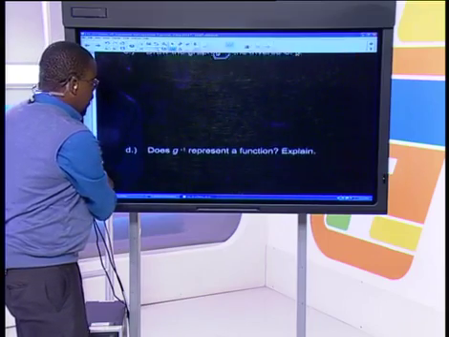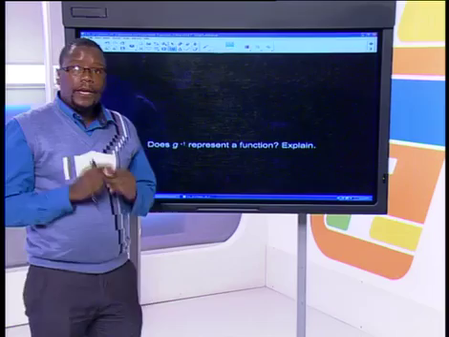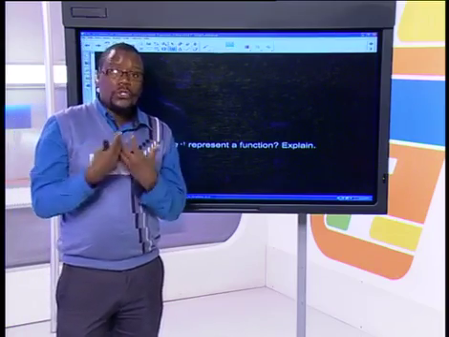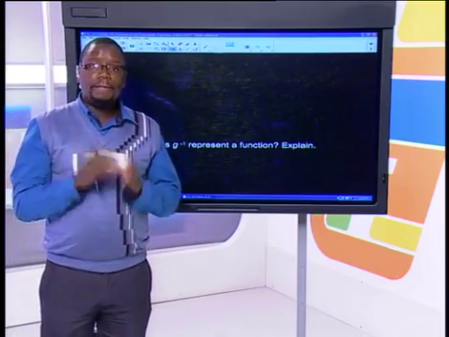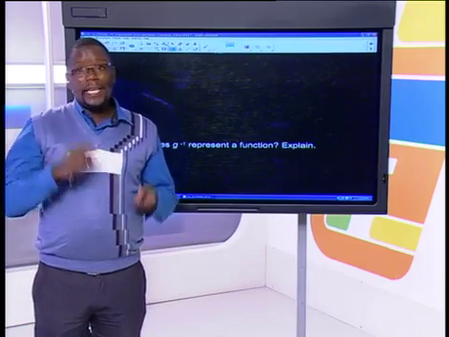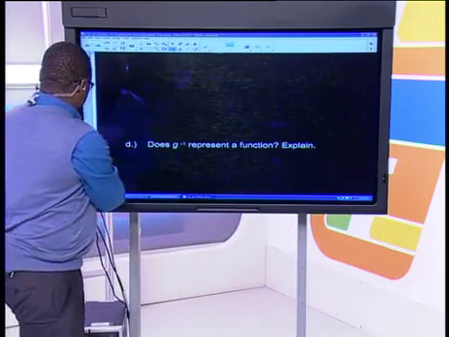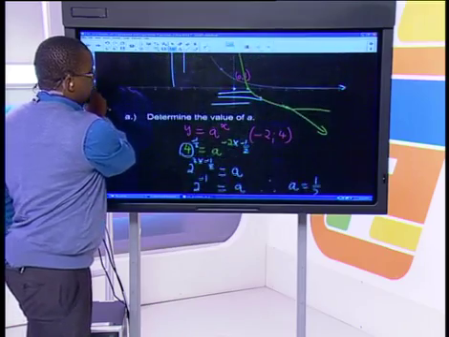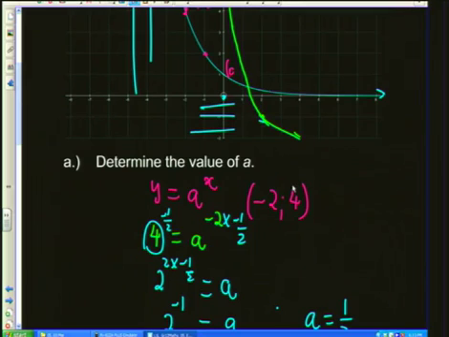That's our graph. Now, does the inverse represent a function? Explain. Remember, when we were talking about how to tell if it is a function or not, we said we do a vertical line test, and if it passes the vertical line test, it is a function. To check if it's one-to-one, we use the horizontal line test. Now, let's look at this graph. Now if we do a vertical line test, I'm erasing everything here. Can you see that this graph throughout passes the vertical line test?